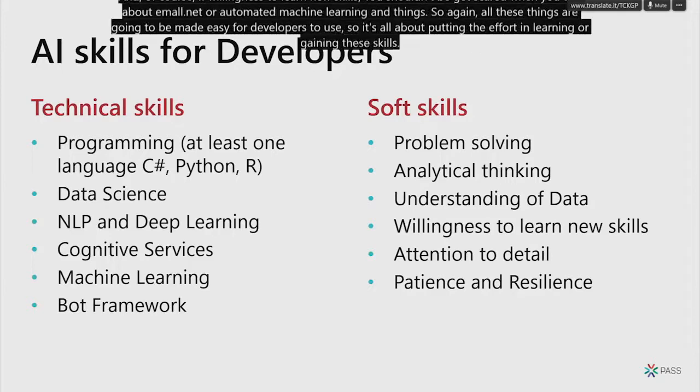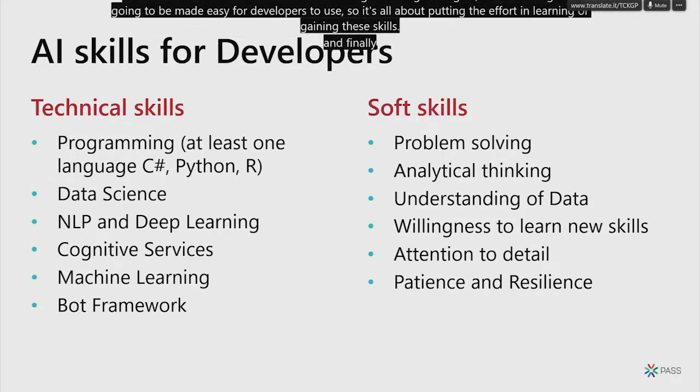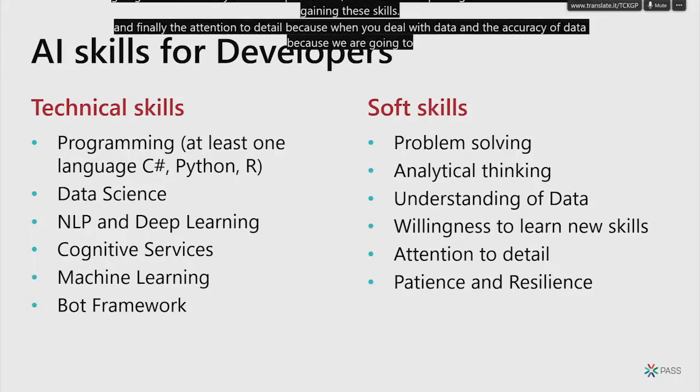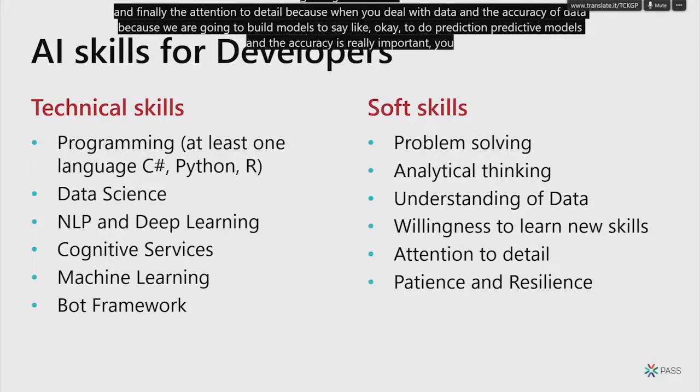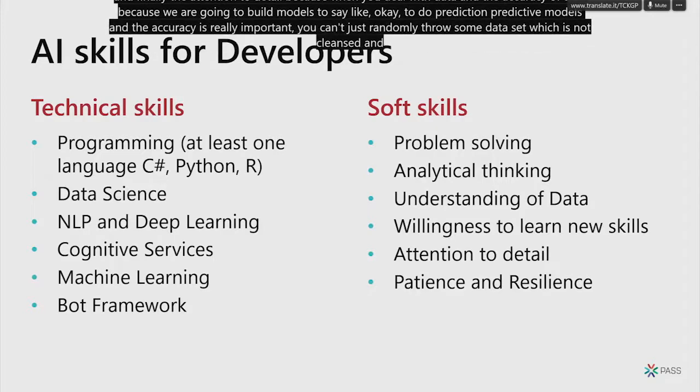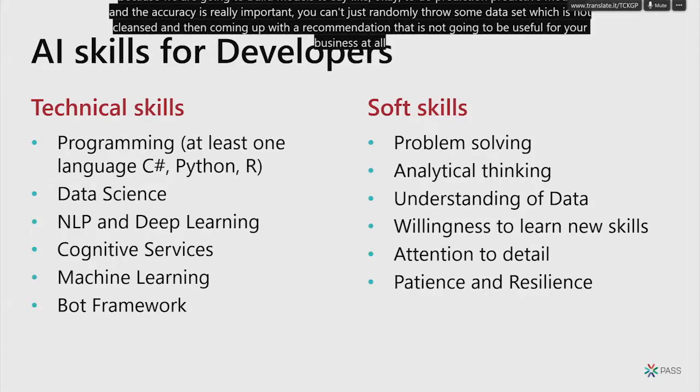And finally, attention to detail. Because when you deal with data and the accuracy of data, we are going to build models to do predictive models, and the accuracy is really important. You can't just randomly throw in some data set which is not cleansed and come up with a recommendation that is not going to be useful for your business at all. That defeats the purpose of why we are working on models. So attention to detail is important.